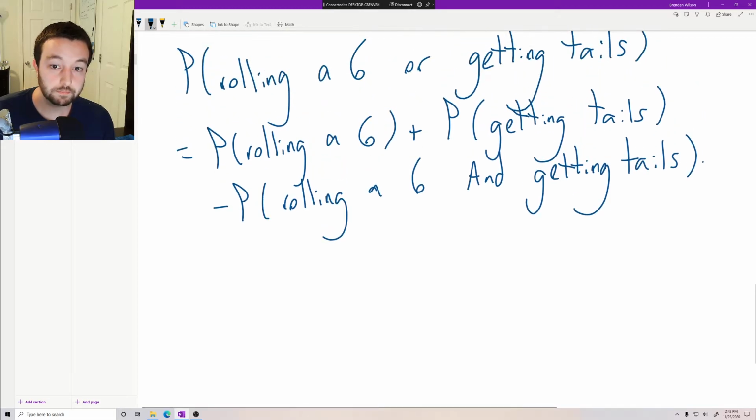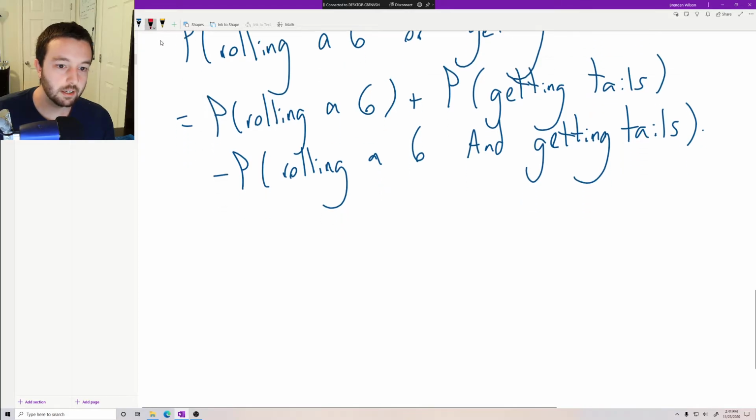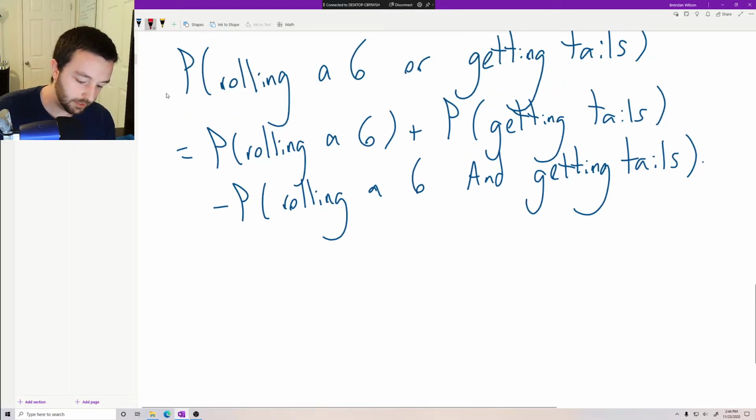So these first two are relatively simple. Those are ones we did in the last chapter. Rolling a 6, that would be a 1 out of 6 chance. Getting a tails would be a 1 out of 2 chance. So the challenging one here is this AND probability. So let's go ahead and look at the sample space.